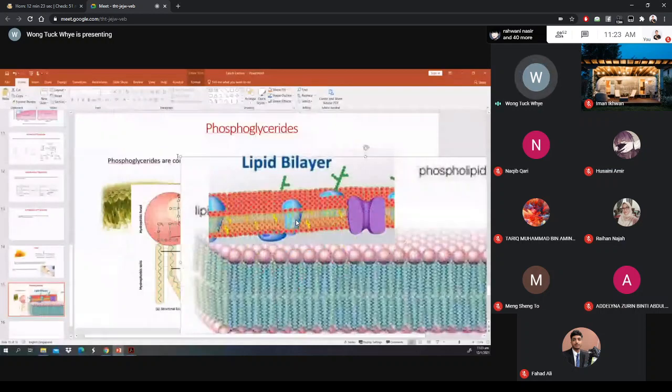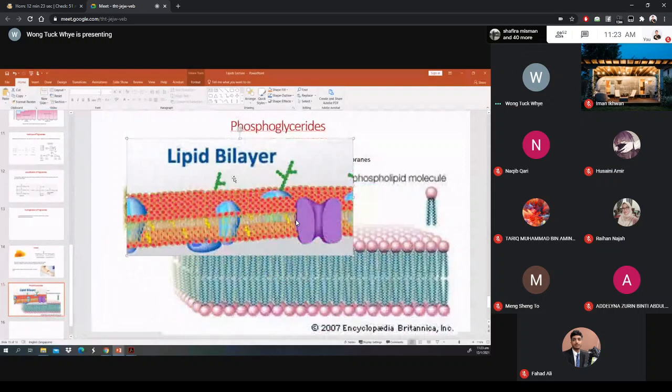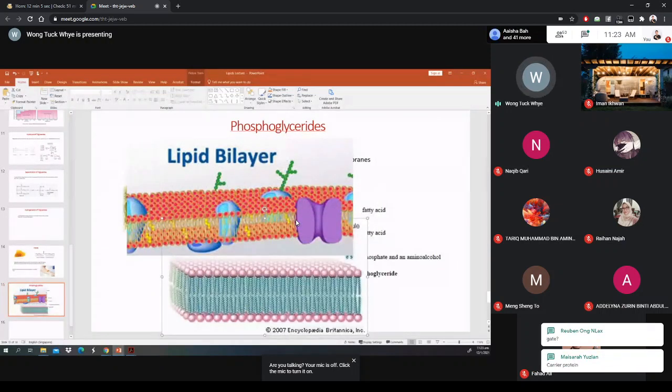So we have this function of a lipid bilayer. May I know, can anyone tell me what this purple stuff is? Anyone? Gate. Carrier protein. Yes, channel. Yes.